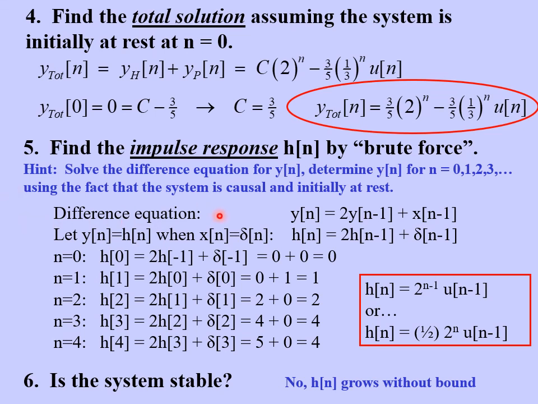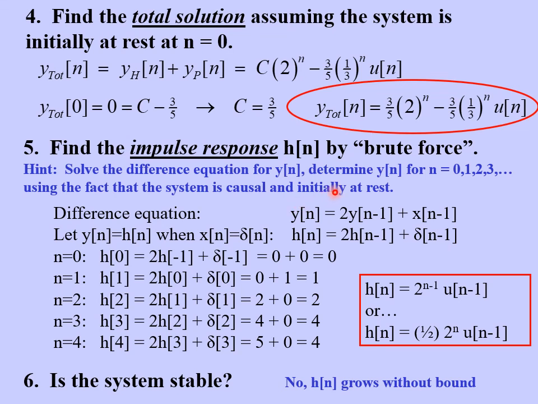So the difference equation, remember, was this. y of n equals 2y of n minus 1 plus x of n minus 1. So when we're dealing with the impulse response, we're going to let x, the input, be a delta function. So x of n is going to be delta of n. So we have x of n minus 1 here, that becomes delta of n minus 1.